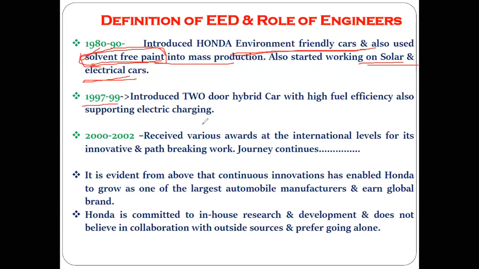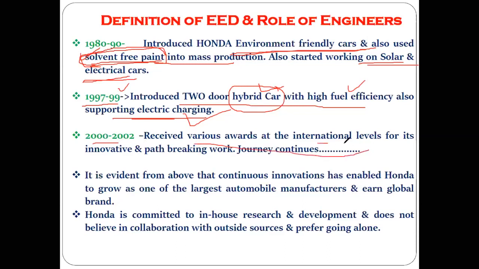Then in 1997-99 they launched two-door hybrid cars with more fuel efficiency and with the support of electric charging. A hybrid car means a car which can be run using fuel and also using electricity. That is the meaning of the hybrid car. Getting? Yes, sir. So they did it in the period of 1997-99, and in the 2000-2002 period they got various different kinds of international-level awards for their research and innovation.